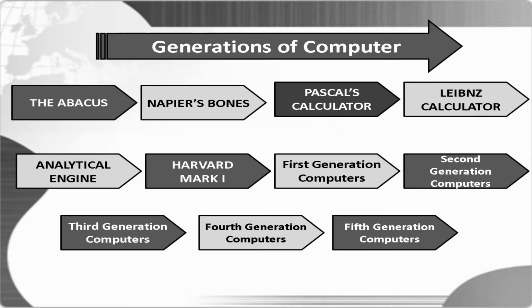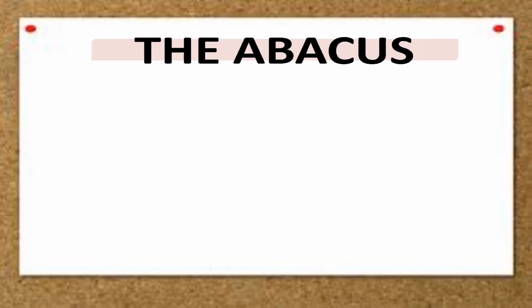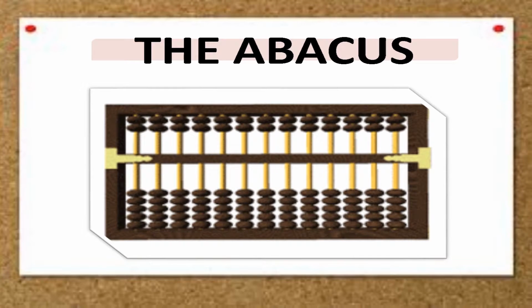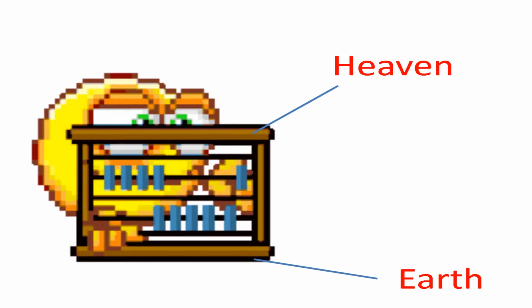The very first computing machine is the abacus. Abacus is made of a wooden frame with round beads sliding over the wires. It is divided into two parts called heaven and the earth. Heaven was the upper part and earth was the lower one. Any number can be represented by placing the beads at a proper place.